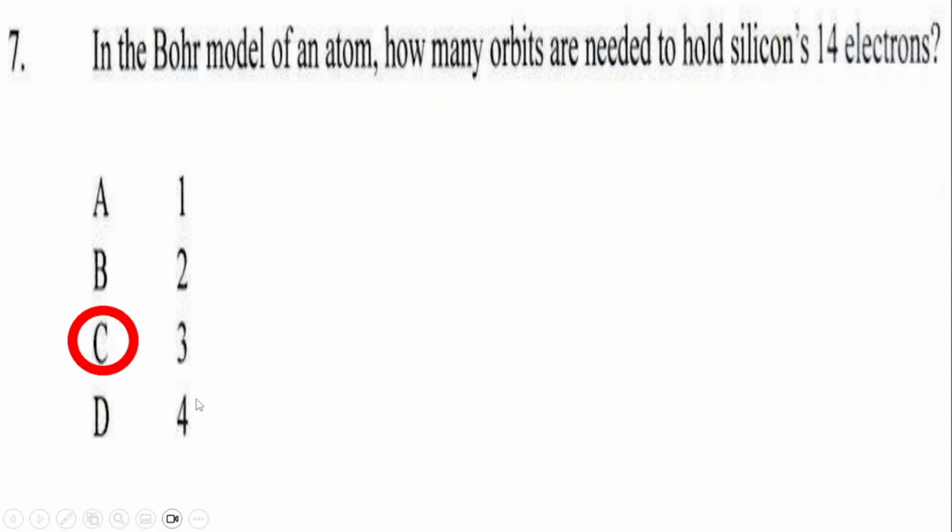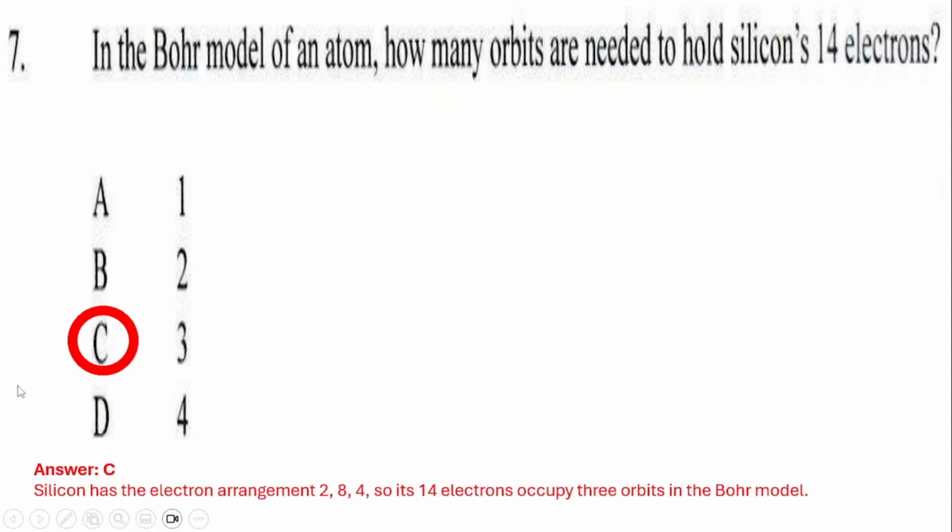Well, notice that the correct answer is definitely going to be C, which is 3, because silicon has the electronic arrangement of 2, 8, and 4. So 8 plus 2 is 10, and 10 plus 4 is 14. So its 14 electrons occupy 3 orbits in the Bohr model: 1, 2, and 3. So the correct answer is definitely going to be C, 3.